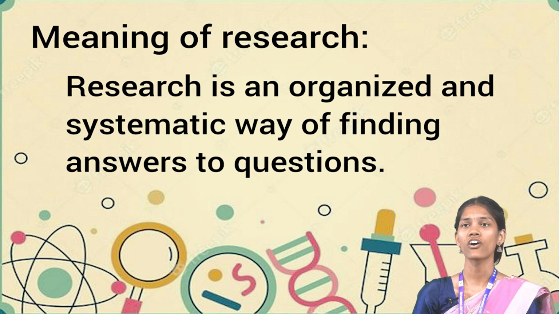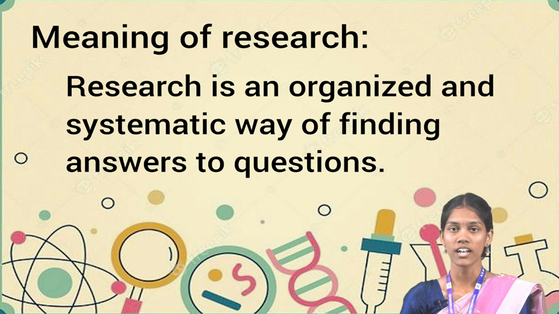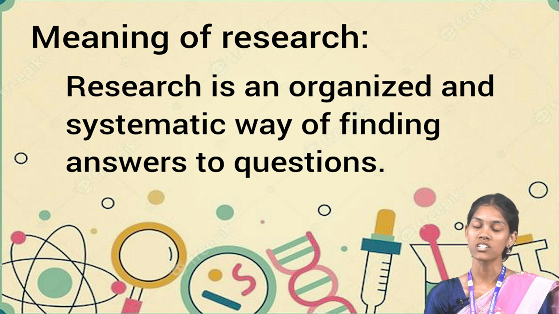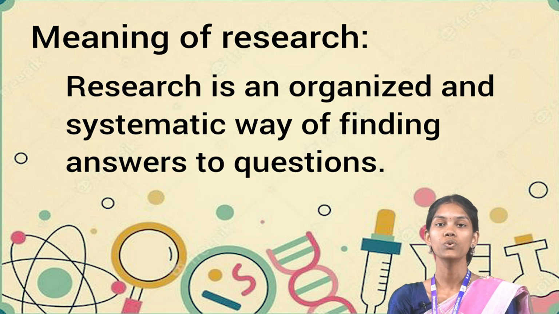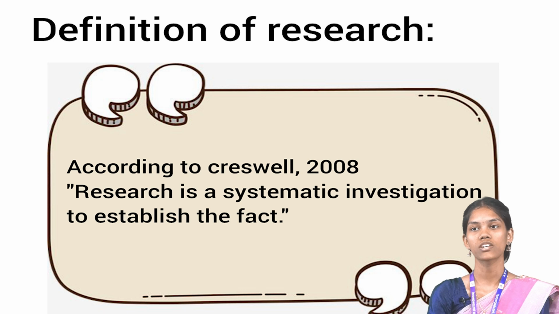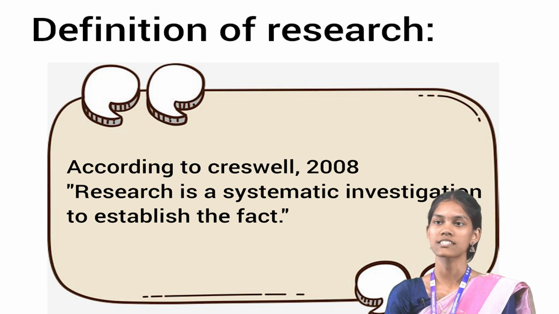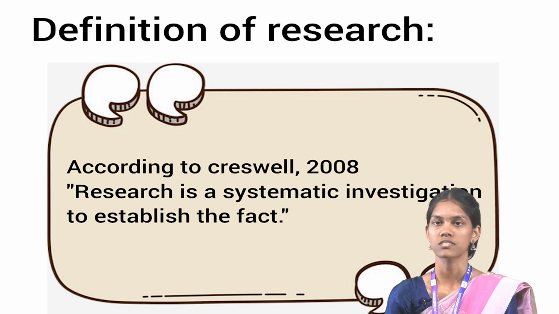And next, meaning of research. Research is an organized and systematic way of finding answers to their questions. So it is an organized and systematic way. When we come to research, it should be organized and systematic way to find answers to your new questions. Next one, the definition of research. According to Creswell, 2008, research is a systematic investigation to establish the new facts. So, Creswell says research is an organized way and you have to introduce new knowledge to their problems.